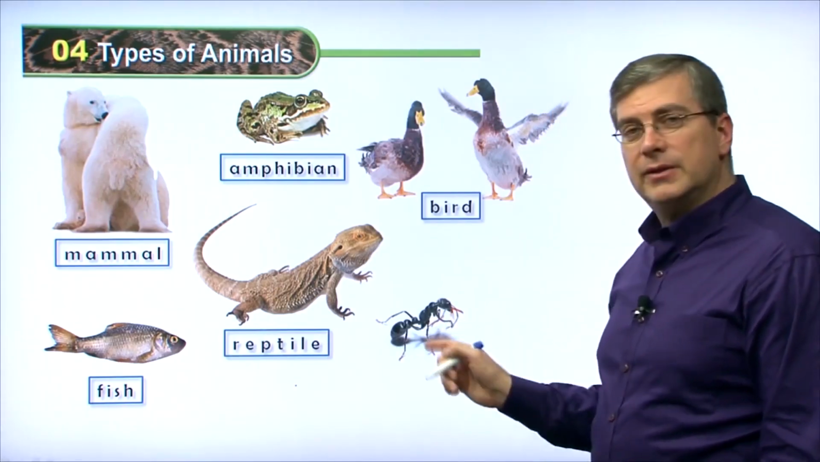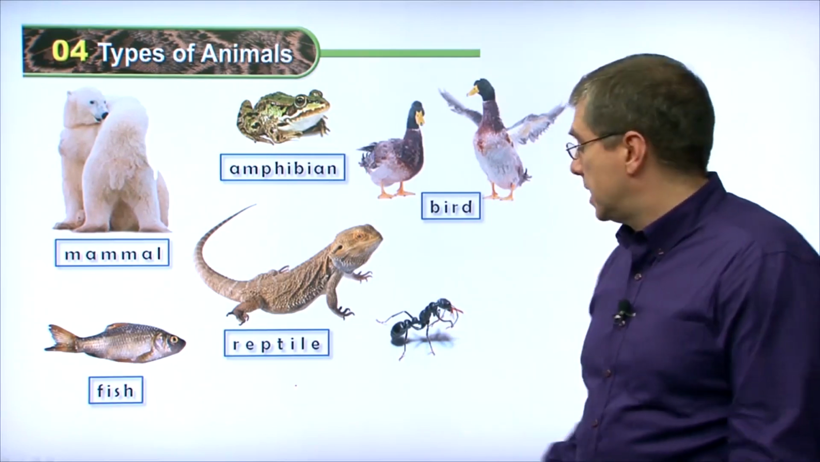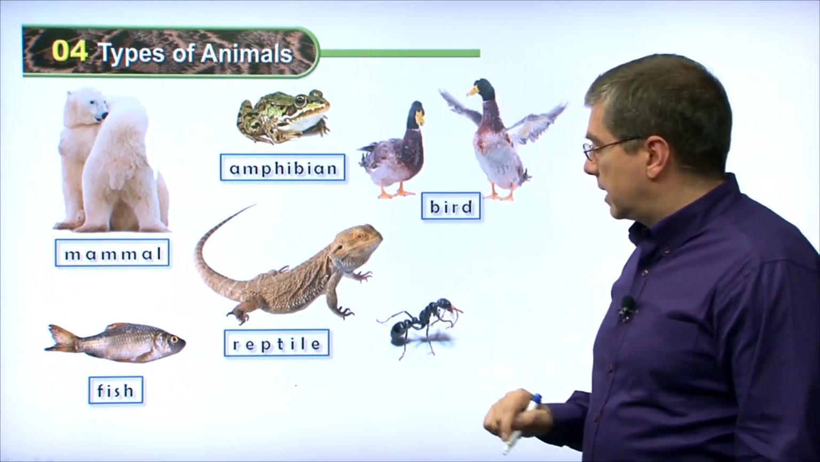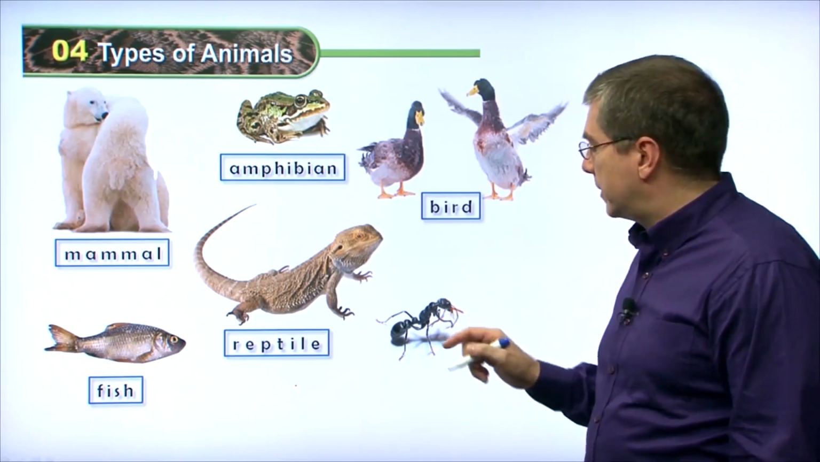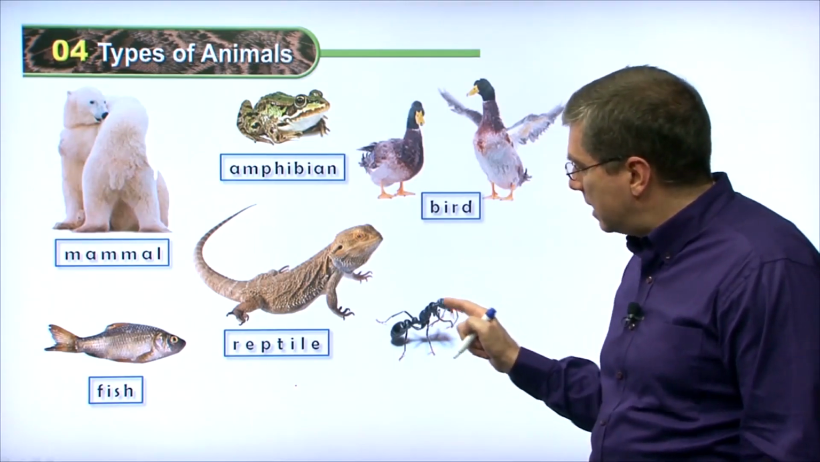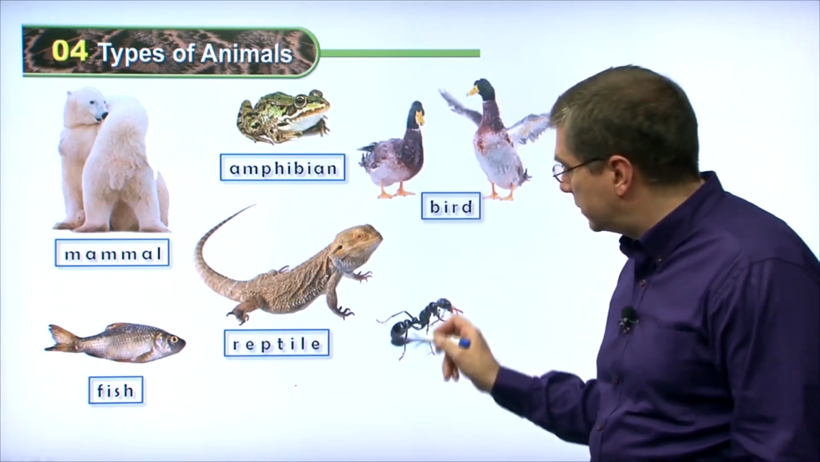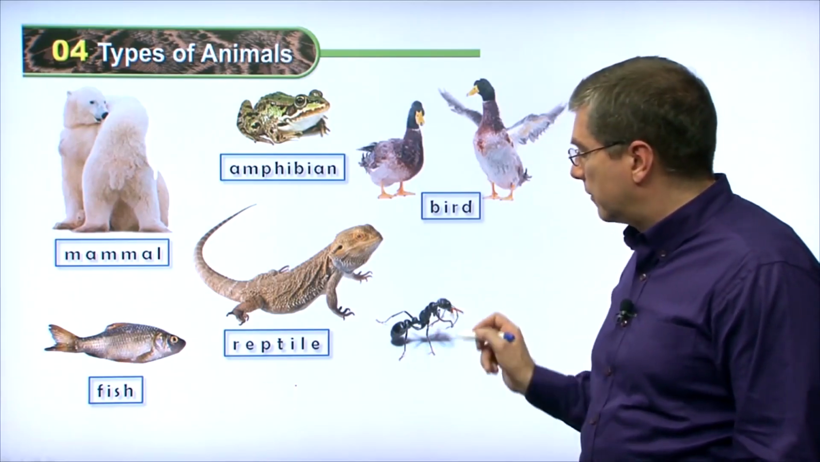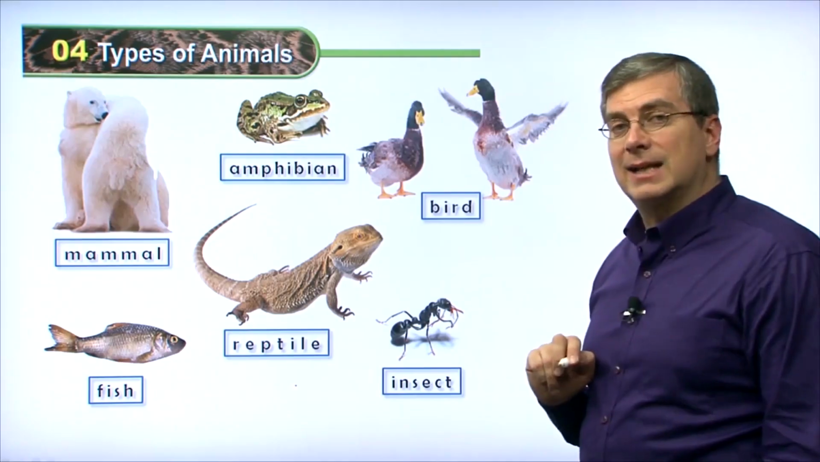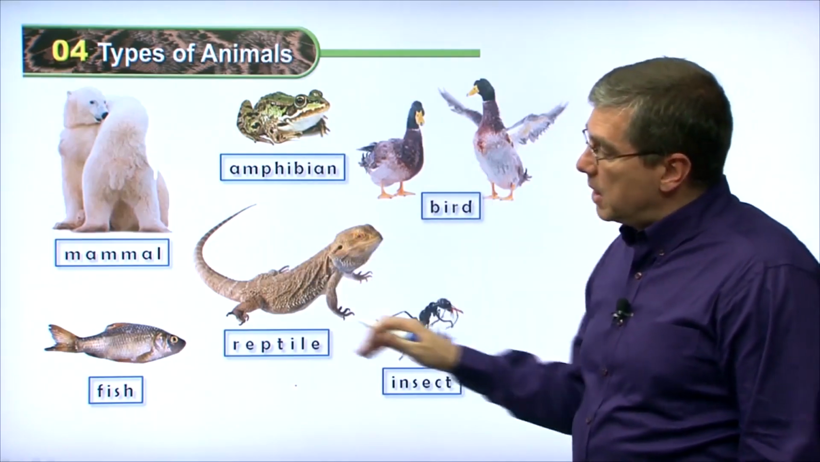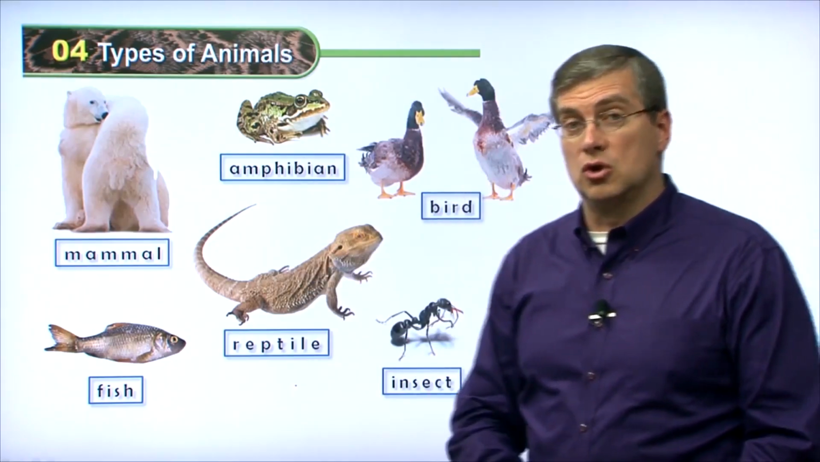Okay? Over here, what do we have here? We have an ant. Ants are very busy. Ants are very strong. What can we say about the ant? Well, the ant has 3 body parts: the head, the thorax, the abdomen. 3 body parts. It has 6 legs. 1, 2, 3, 4, 5, 6. So, of course, this is an insect. Okay, so that wraps up our 6 animal groups.